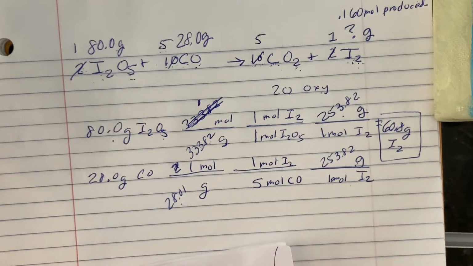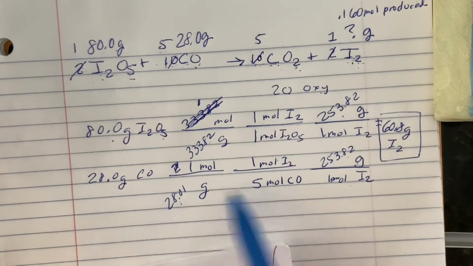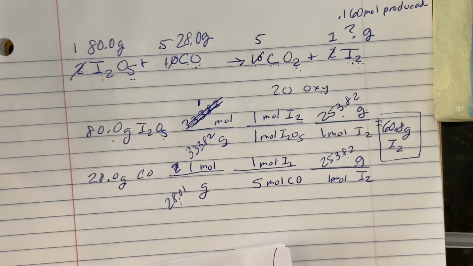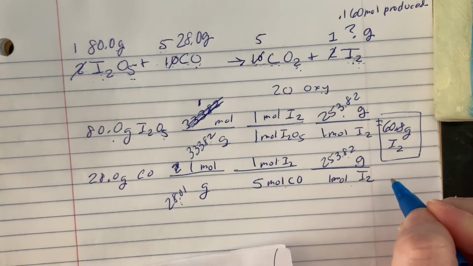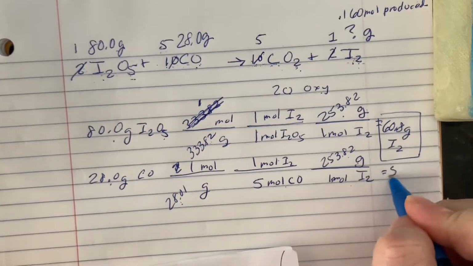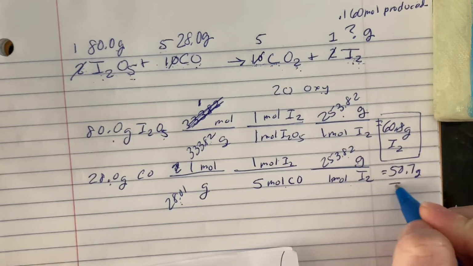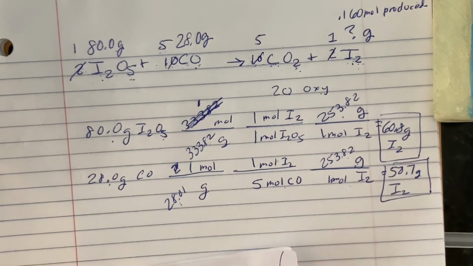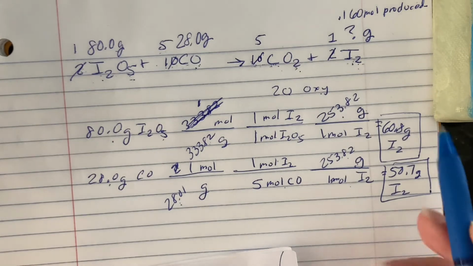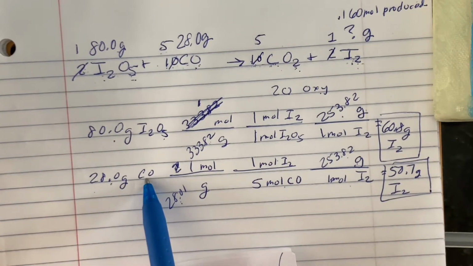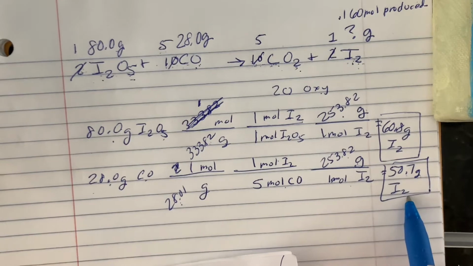How about if I have 28 grams of carbon monoxide? 28 times 1 times 1 times 253.82 divided by, make sure you use brackets, the quantity of 28.01 times 5, and bracket. That gives me, to 3 sig figs, 50.7 grams of I2. Well, that one's closer, much closer than some of the other ones we've been doing. So if I have 28 grams of carbon monoxide, I get 50.7 grams of I2.